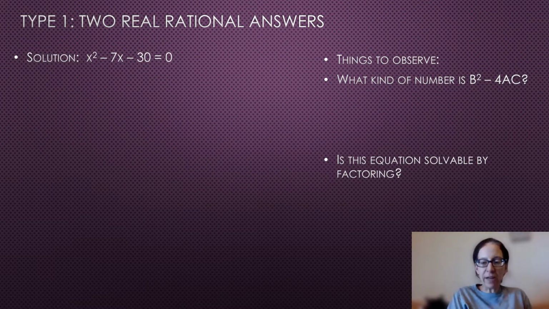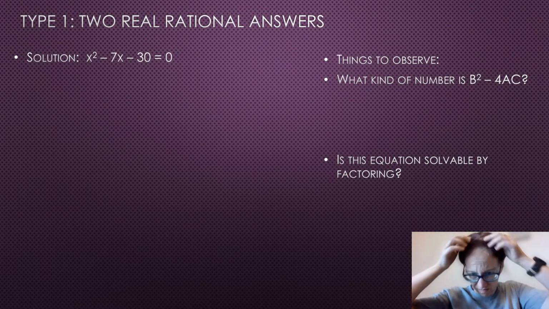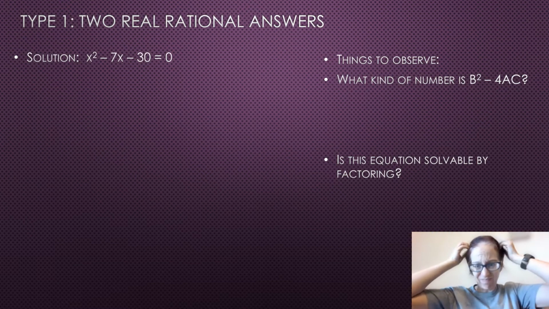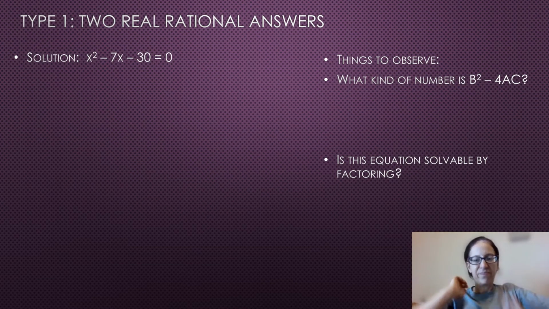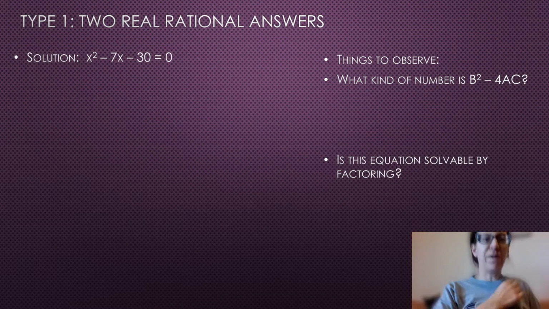So pause the video right now, pause it for as long as you need, and find the solution using the quadratic formula. And then look at those two questions. What kind of number is b squared minus 4ac? And is this equation solvable by factoring? Take a moment, pause the video, and try to work that out. Alrighty, so hopefully you did pause it.